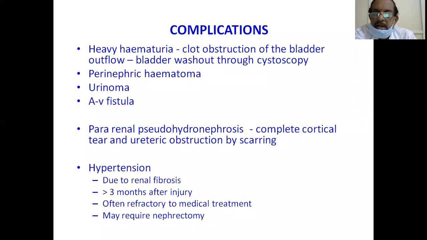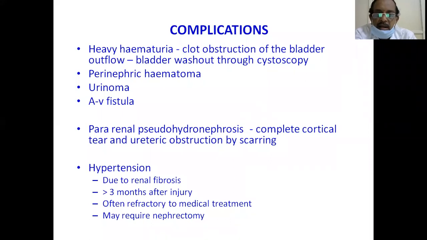There is complete cortical tear and there is urinary leak. Ultimately, anything heals by fibrosis, and this may cause ureteric obstruction by scarring at a later time. And certain delayed effects like hypertension can occur after renal injury. This is due to renal fibrosis. It can be seen only after 3 months of injury, often refractory to medical treatment.